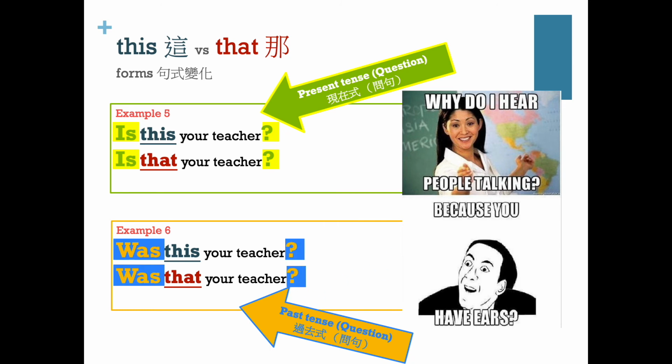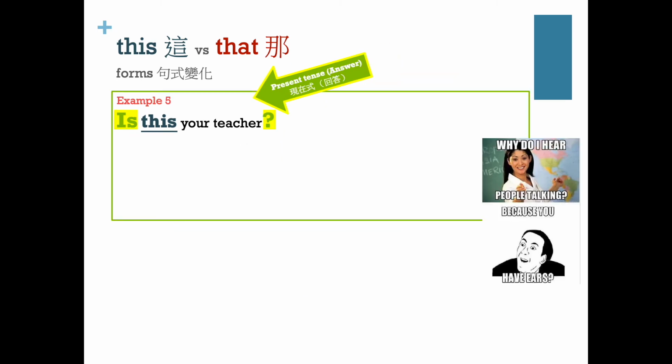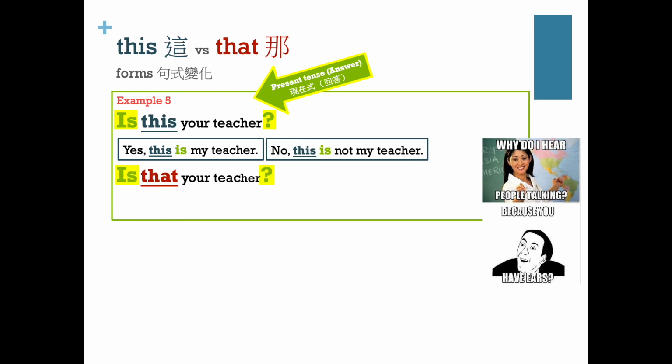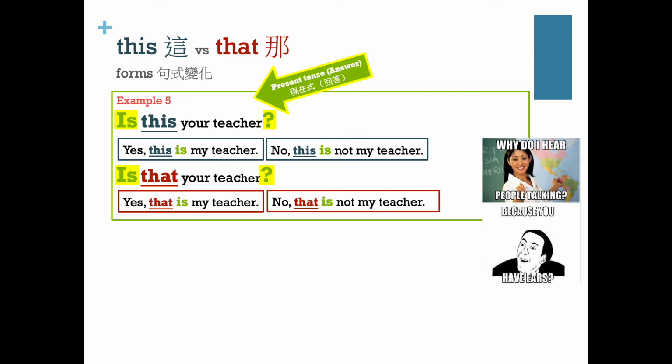So present tense, is this your teacher? Is that your teacher? Past tense, was this your teacher? Was that your teacher? If you want to answer these questions, you can say, yes, this is my teacher. No, this is not my teacher. Yes, that is my teacher. No, that is not my teacher. This is a present tense question, so you have to answer in present tense using the verb is.